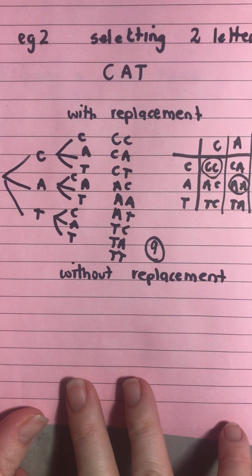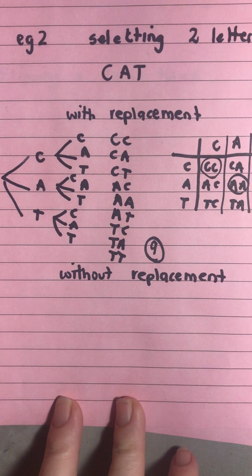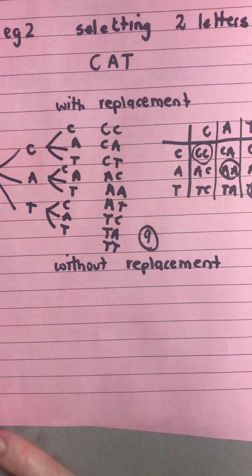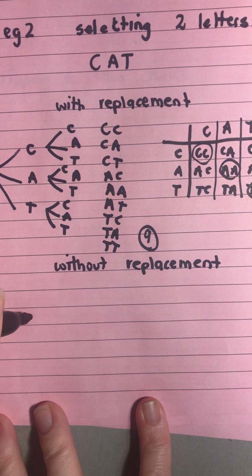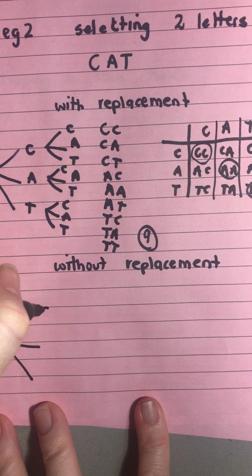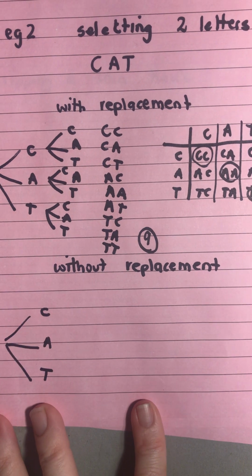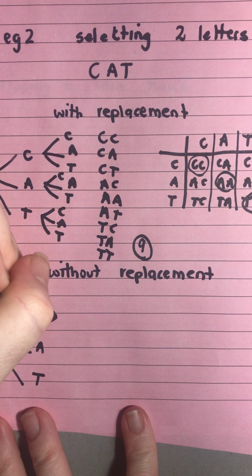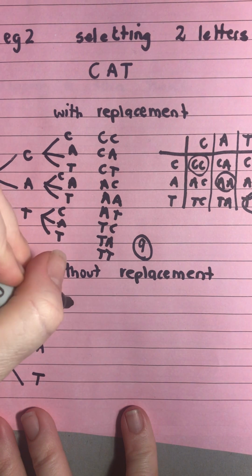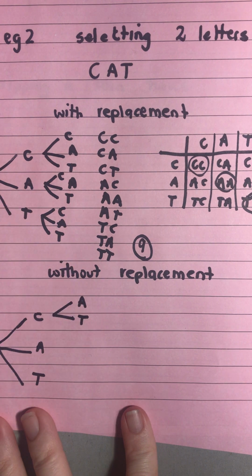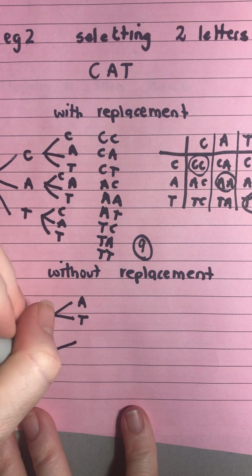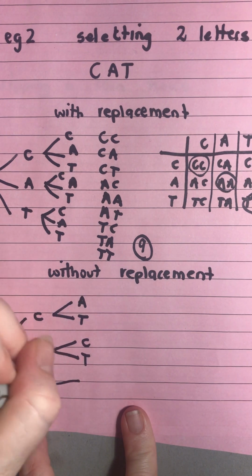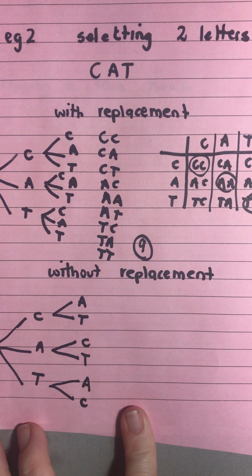The other thing that you sometimes have to consider is that you might be looking at without replacement. So this means you're not putting it back in after you make your selection. So when you draw your tree diagram, you start off with your CAT like you did the first time, but on the second draw, if you choose the C the first time, you're not going to have that as one of the choices. The second time, you only have the AT. If you chose an A the first time, you only have the CT to choose from the second time. And if you chose a T, you've only got the AC to choose from.